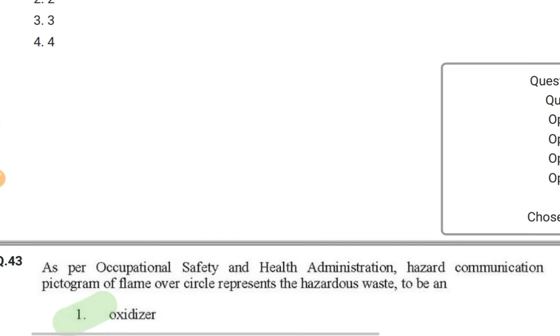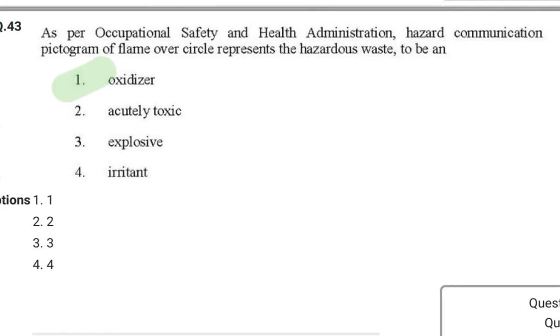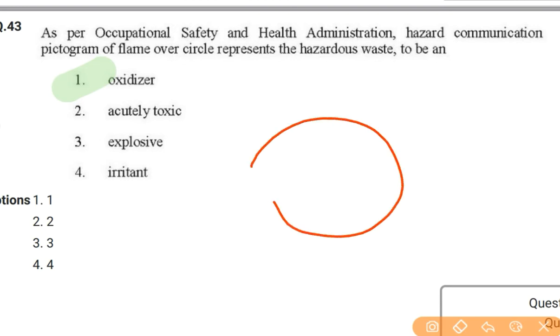Next question. As per Occupational Safety and Health Administration, the hazard communication pictogram of flame over circle represents the hazardous waste to be an oxidizer. It is an oxidizer. It will be having what structure? A pictogram of a flame over a circle. A flame will be there like this, flame over a circle, so that is a representation of oxidizer.